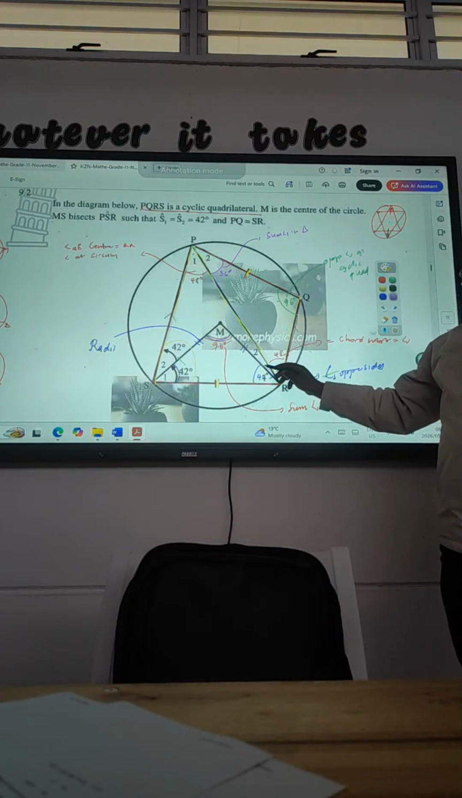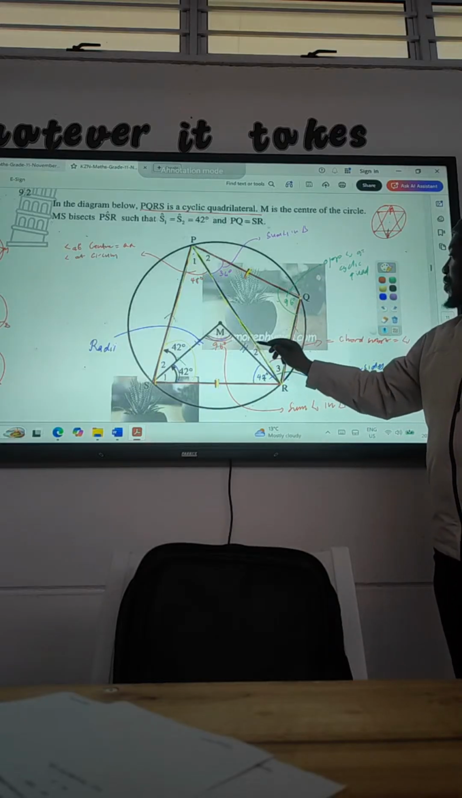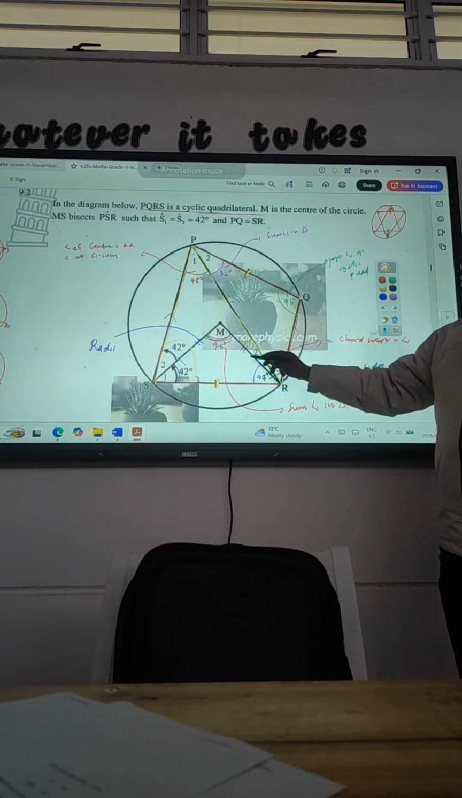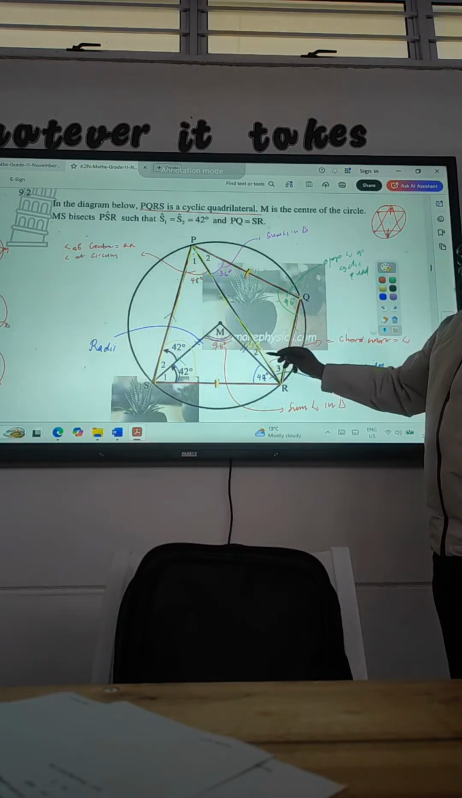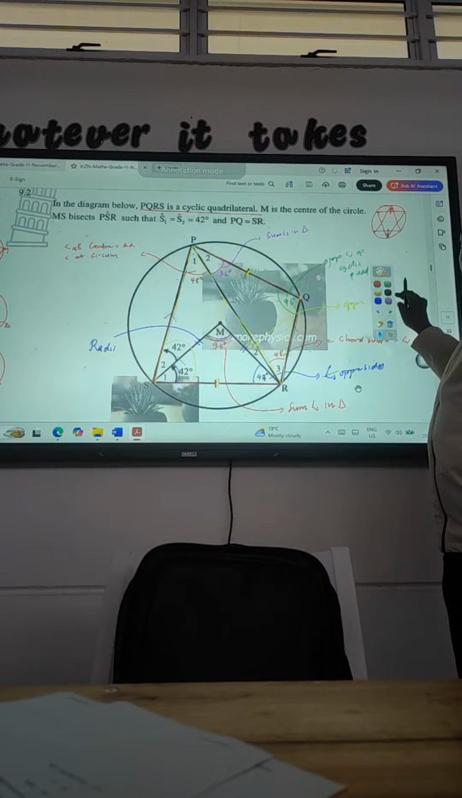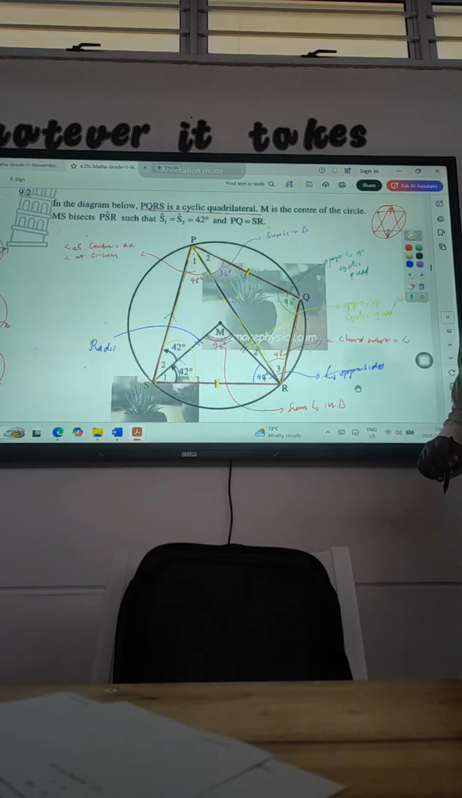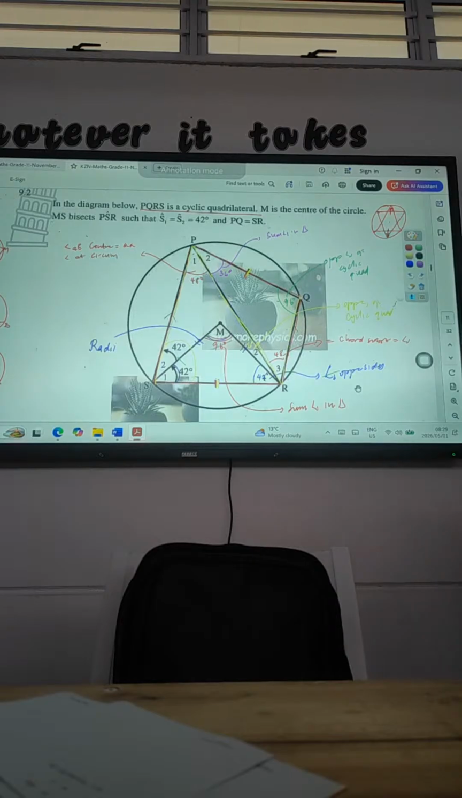R2. R2 will be how much? They're saying R2 will be 6 degrees. Why are we saying R2 will be 6 degrees? Because when you add all these angles and these angles, they must be supplementary, right? So, opposite angles of a cyclic quad. So this is 6 degrees.